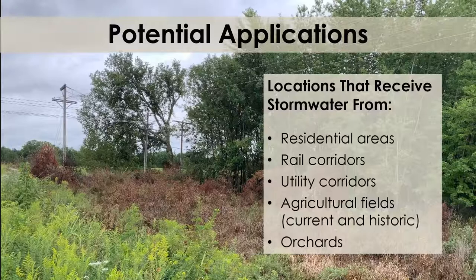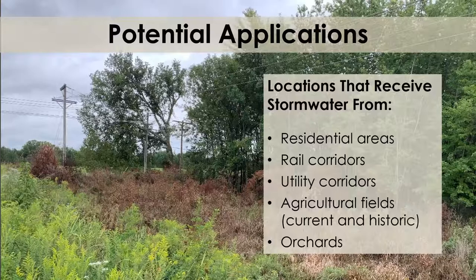residential areas. Keep in mind, a lot of people spray their yards, they're treating their house for termites, ants, all kinds of things. Rail corridors where the rail company might be spraying herbicide to keep that corridor open, utility corridors, current or historic agricultural fields.